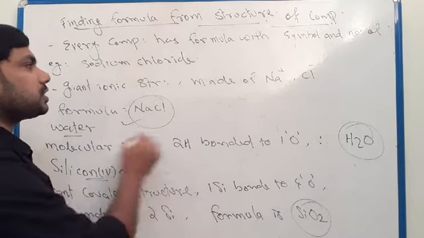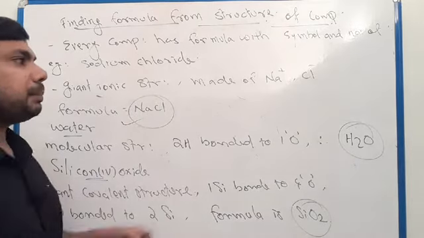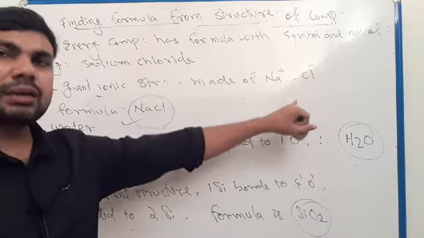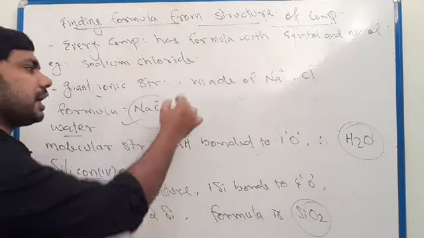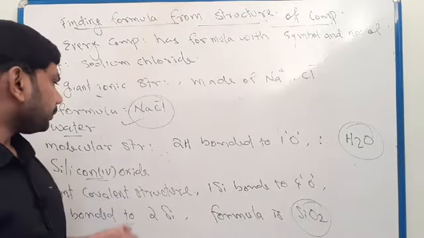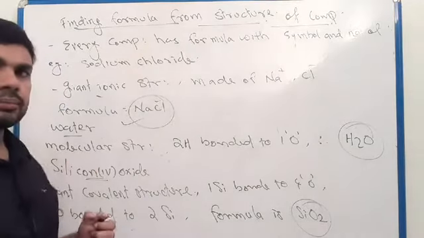Sodium chloride has giant ionic structure. It is made up of Na plus and Cl minus. That's why the formula of sodium chloride is NaCl. Clear? Next one here, water.